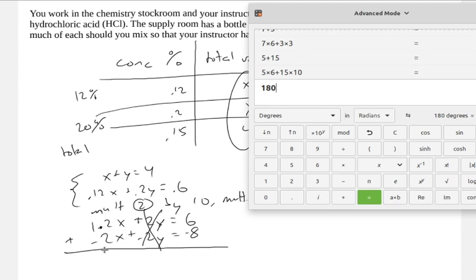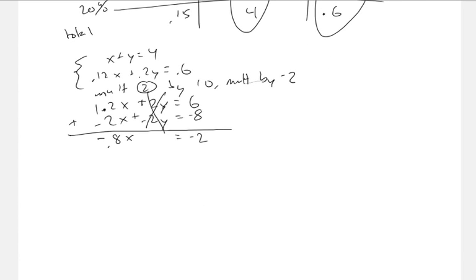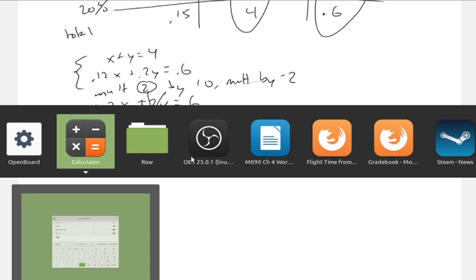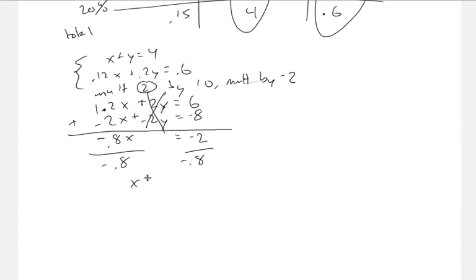You might want to be careful here. If you do the subtraction, 1.2 minus 2 is -0.8. So -0.8x equals -2. Don't let the negatives throw you off, though, because it's just an equation. You can still solve it. Divide both sides by -0.8. -2 divided by -0.8 is going to be a positive, so I'm just going to do 2 divided by 0.8 to give me 2.5.